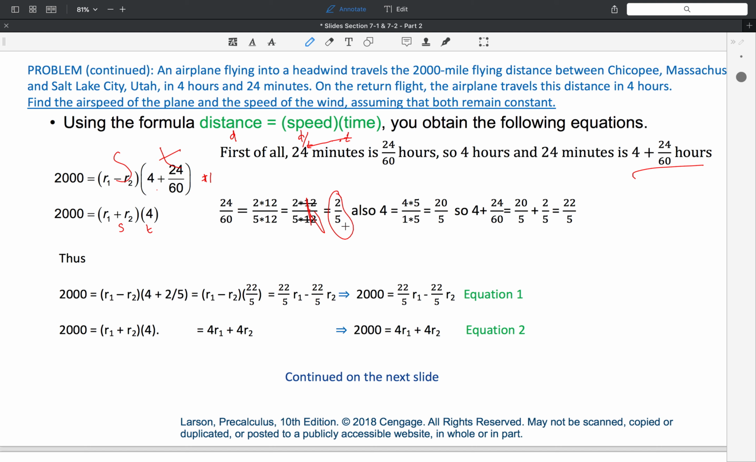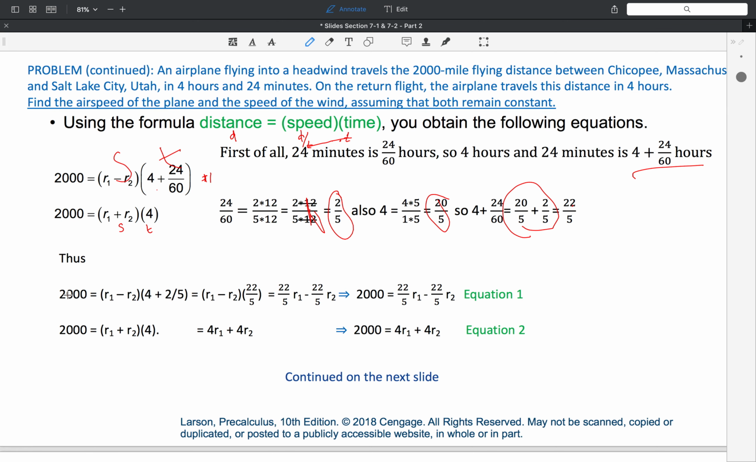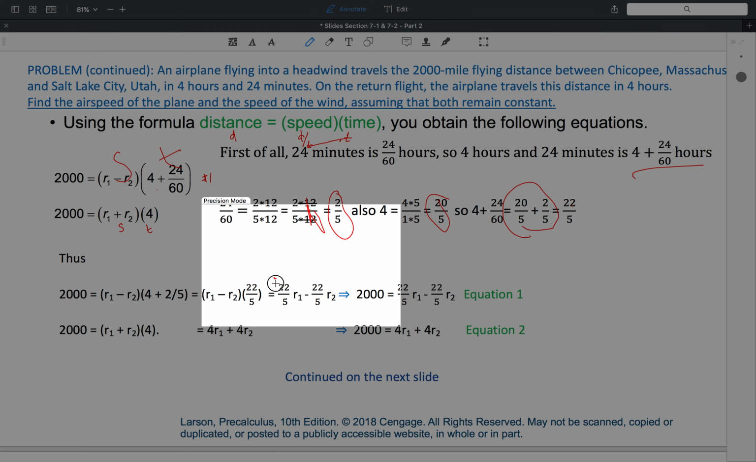And then I got 2/5 here, so I want to write 4 in terms of fifths. So I multiply top and bottom by 5, and I get 4 is equal to 20/5. And so 4 plus 24/60 is the same as this. And then if I add those together, I get 22 over 5. So that means I can rewrite equation number 1 as this.